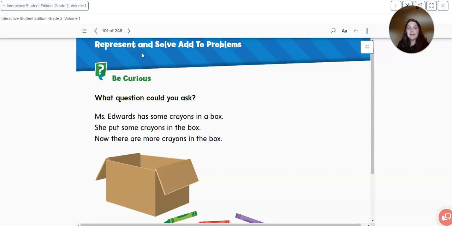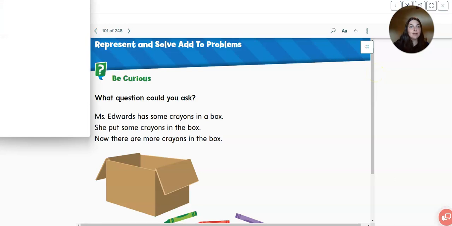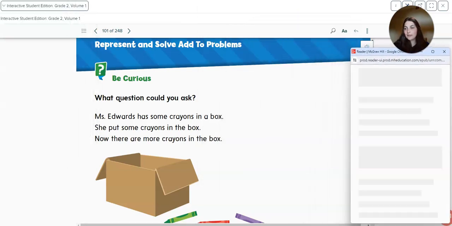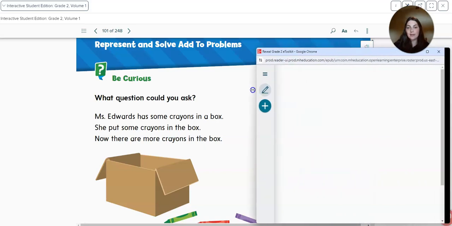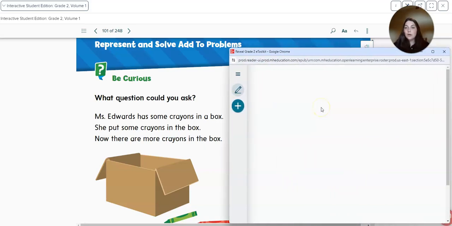They are asking, Miss Edwards has some crayons in a box. She put some crayons in the box. Now there are more crayons in the box. Okay, so this one is a little bit tricky. All right, so I'm just going to open my drawing tool so that I can help you with this. All right, so we know that she has some crayons and she put some crayons in the box. And now there are more crayons in the box, okay?